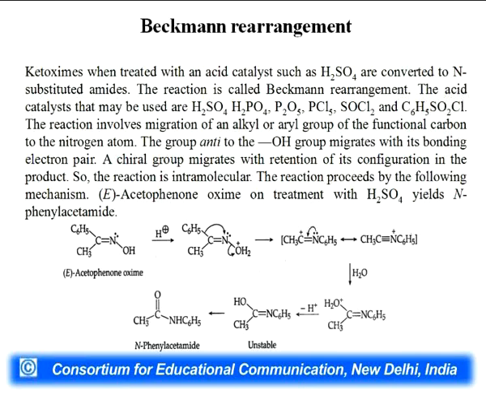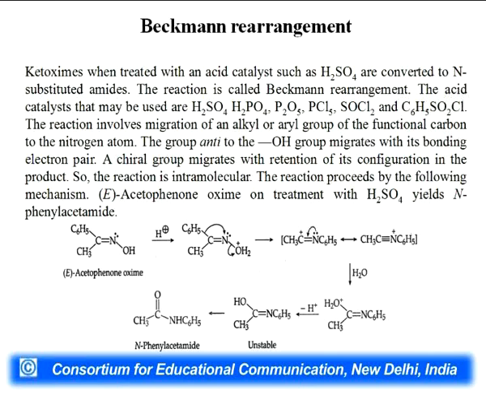Ketoximes when treated with an acid catalyst such as H2SO4 are converted to N-substituted amides. The acid catalysts that may be used are H3PO4, P2O5, PCl5, SOCl2, C6H5SO2Cl. The reaction involves migration of an alkyl or aryl group of the functional carbonyl carbon to the nitrogen atom.